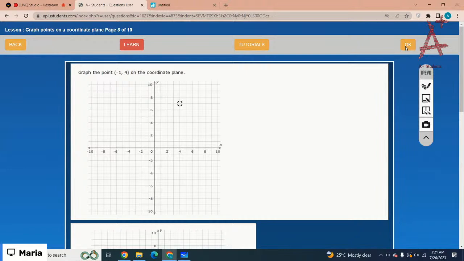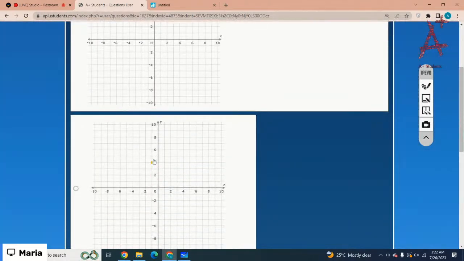Okay, the next one is graph the point -1 and 4 on the coordinate plane. So which is the correct option? X is -1 and y is 4. That means x is negative and y is positive. So it would be in the second quadrant, right? So here you have -1 and 4. It must be here. Let's see which is the correct option. This is the correct option, -1 and 4. Option number 1 is the correct option.